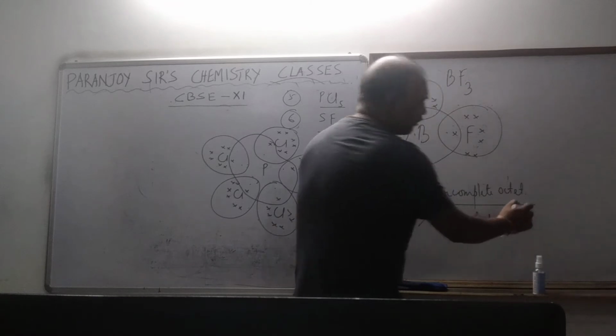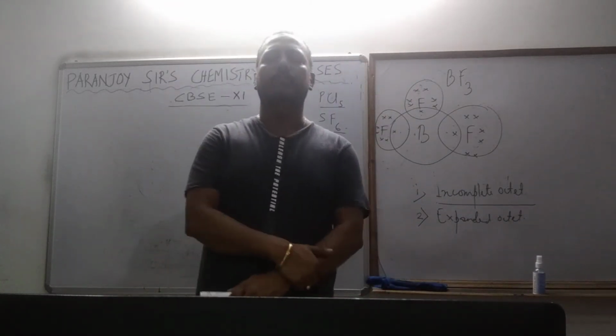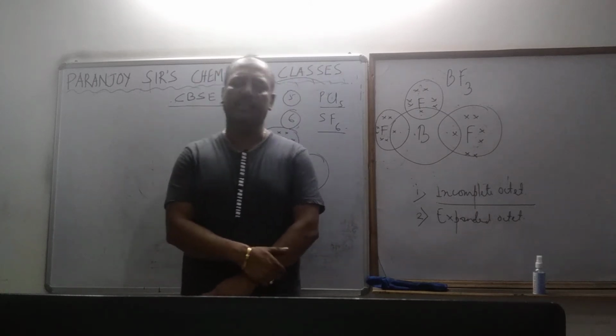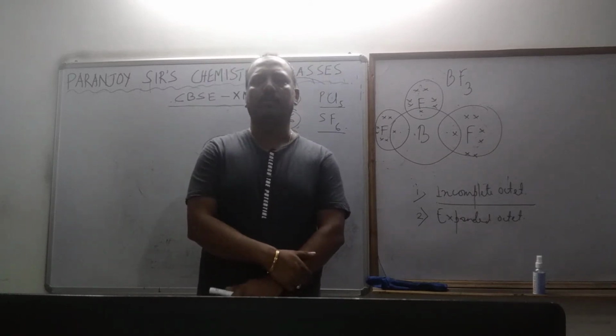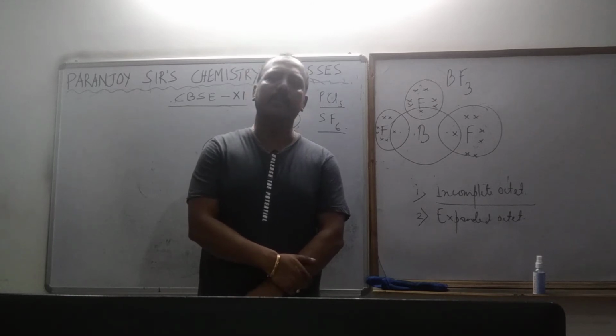So the theory was octet, that it has to be 8. Certain compounds are there which have less than 8, those are called incomplete octet, and certain stable compounds are there which have more than 8, which are called expanded octet.